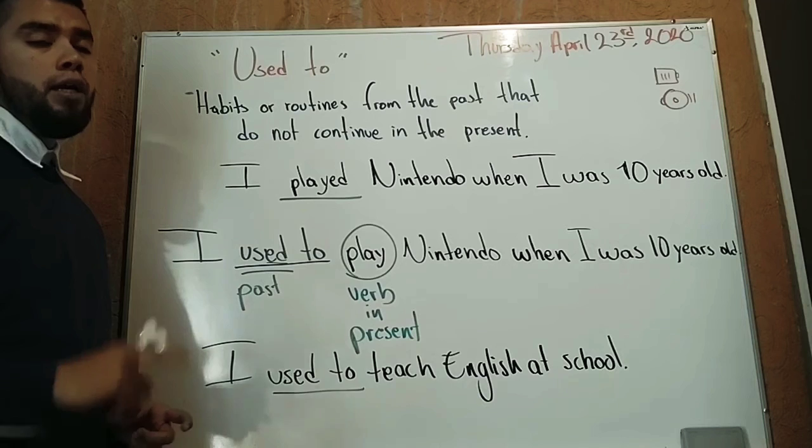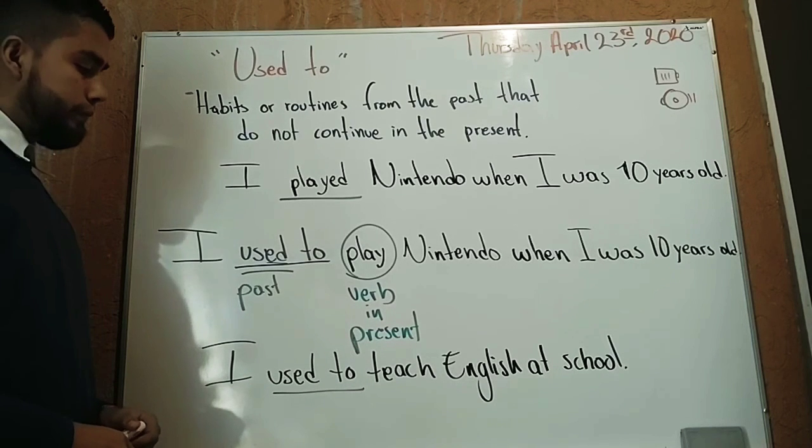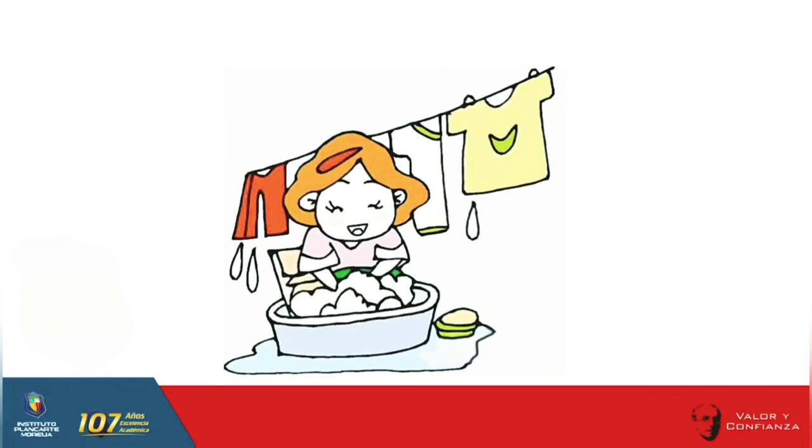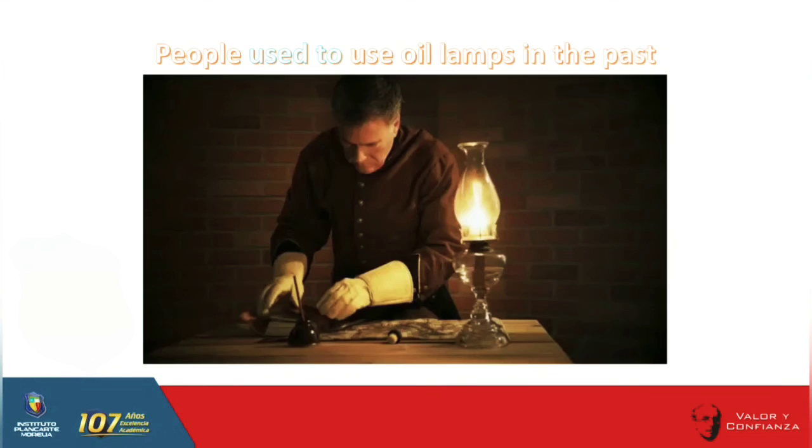Now we're going to check some more examples. Okay, now let's continue with our examples. As you can see here, my first example is my grandma used to wash clothes by hand. So this is an action that happened in the past, but in the present it's totally different.